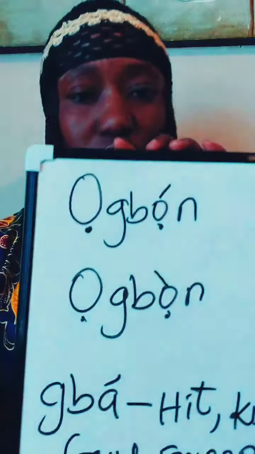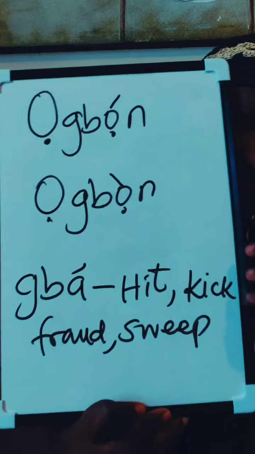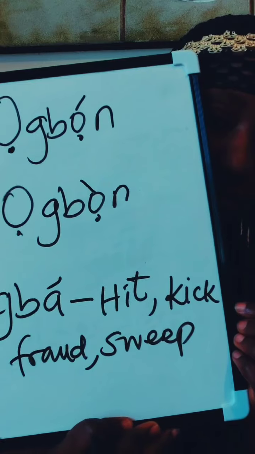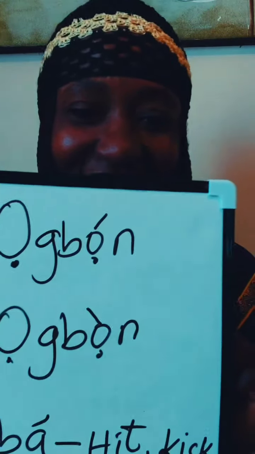Oh, you want me to repeat ba? Okay. Sorry, everyone. I'm just going to do that quickly. So, ba. Oh, you mean ba? Ba can mean to hit, to kick, to fraud, to sweep. Okay, so can you see that? This is ba. To hit, to kick, to fraud, to sweep. Okay, yes, that's it. Good.